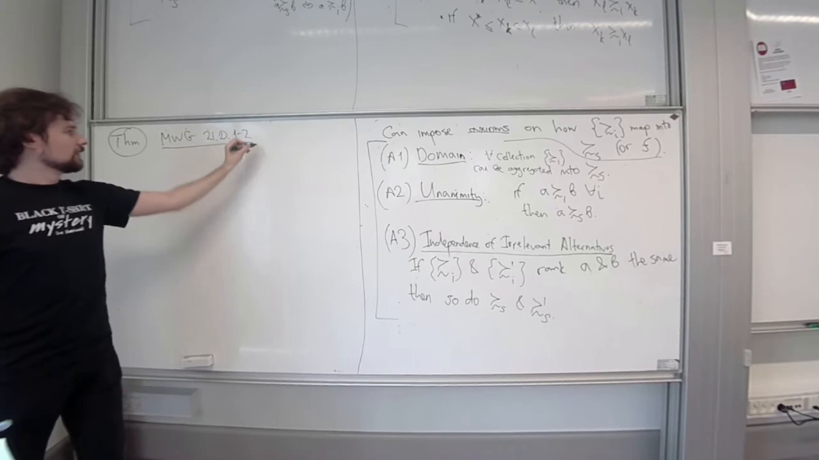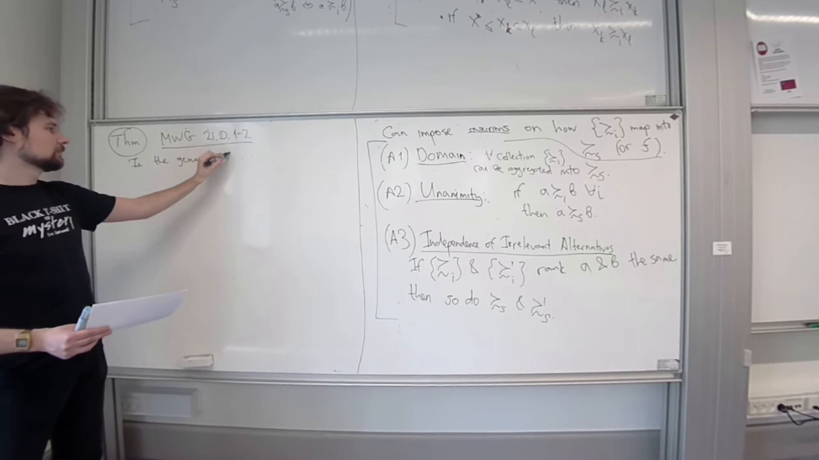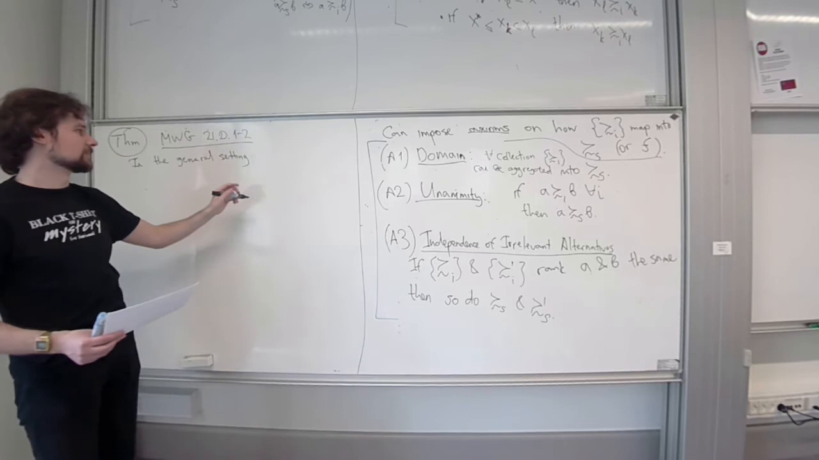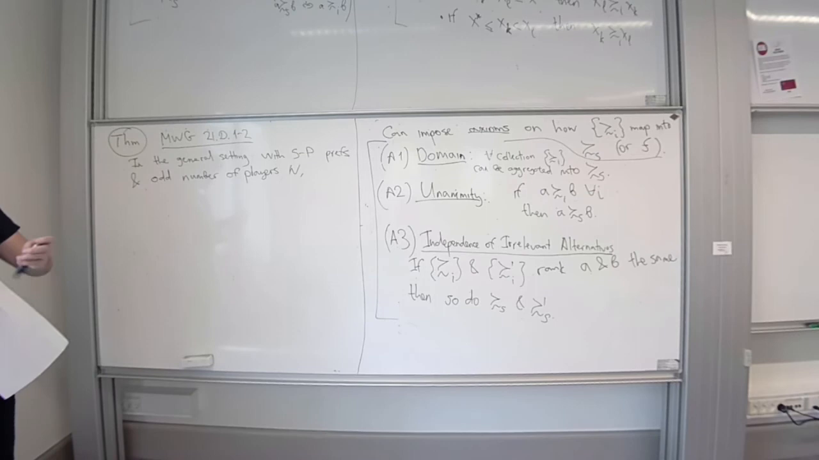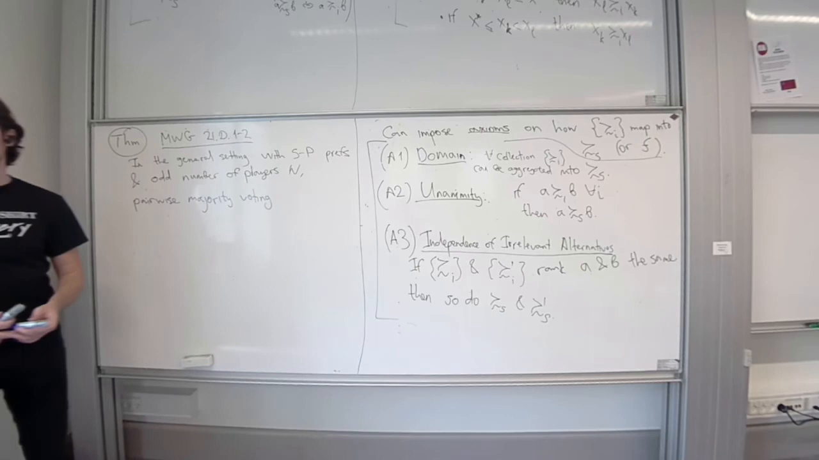It says that in the general setting, so the same setting that we considered here, I should have put that qualifier in Arrow's theorem as well. In the general setting, with single-peaked preferences and an odd number of players n, we have a mechanism called pairwise majority voting that works just fine for our purposes. I have not defined it anywhere, but I hope that the name is pretty much self-explanatory.